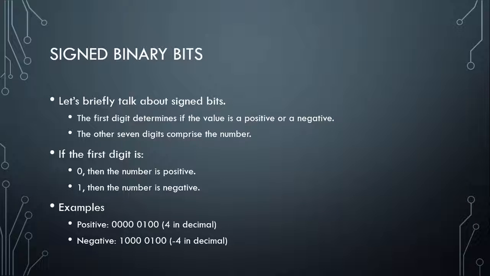So, quick examples. A positive 0, 0, 0, 0, 0, 1, 0, 0, that's a 4 in decimal. And then a negative 1, 0, 0, 0, 0, 1, 0, 0 is a negative 4 in decimal. So notice that the other 7 digits are exactly the same. What changes is that first digit.